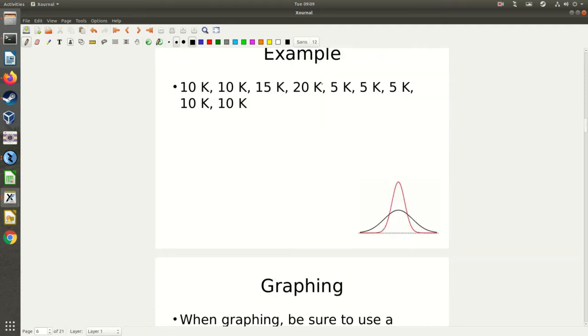We have 10, 10, 15, 20, 5, 5, 10, 10 K, so quite low Kelvin values. We have lots of 5s, some 10s, a 15, and then a 20. This 20 is just too high, so I'm going to get rid of it, and that still leaves me with 8 values. And so what I need to do is just find the average, so I take 10 Kelvin plus 10 Kelvin plus 15 Kelvin plus 3 times 5 Kelvin, to save me a little bit of writing space, plus 2 times 10 Kelvin.